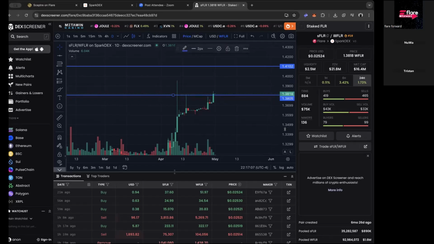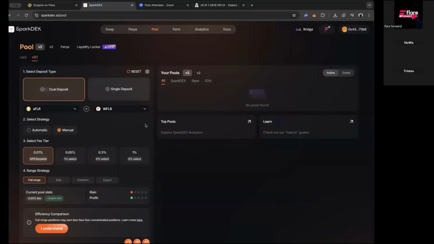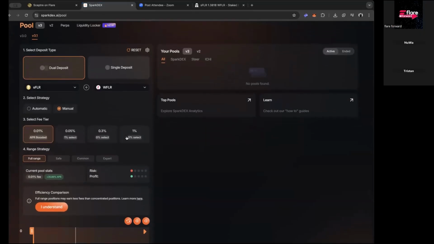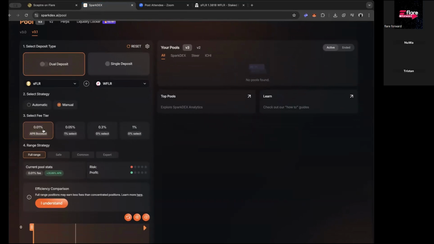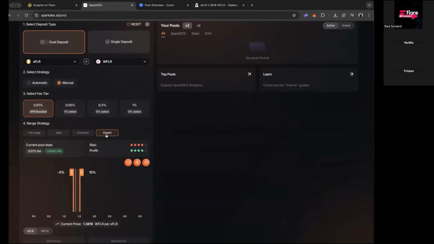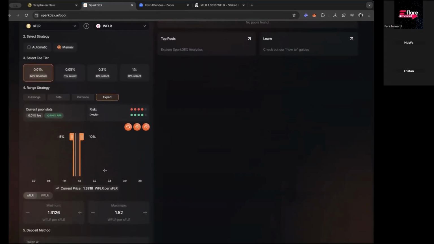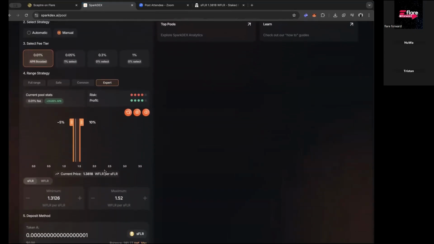Yeah, that's good. Perfect. All right, so now go back to Spartdex on the top. Then you have manual, APR boosted. Make sure you have the APR boosted, then go expert. There you go. And then on the minimum, you're going to press 138. It's going to move the tick to whatever predetermined price. Doesn't matter. You see? Okay. That's fine.